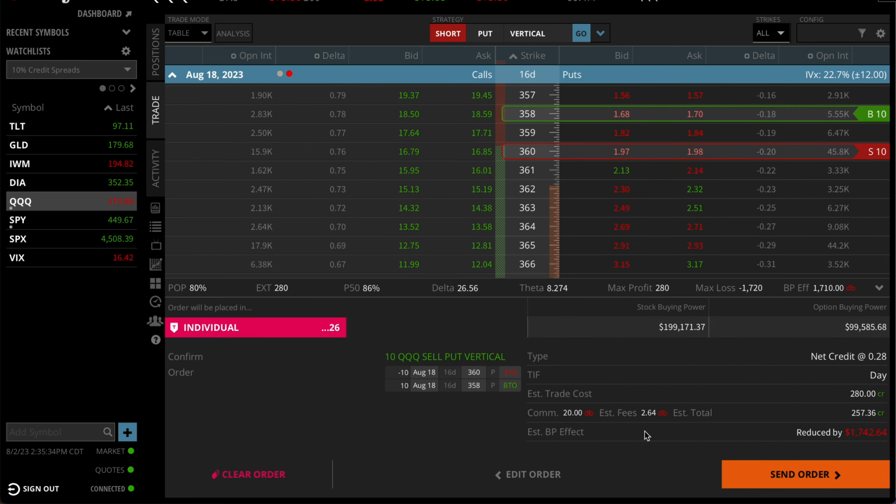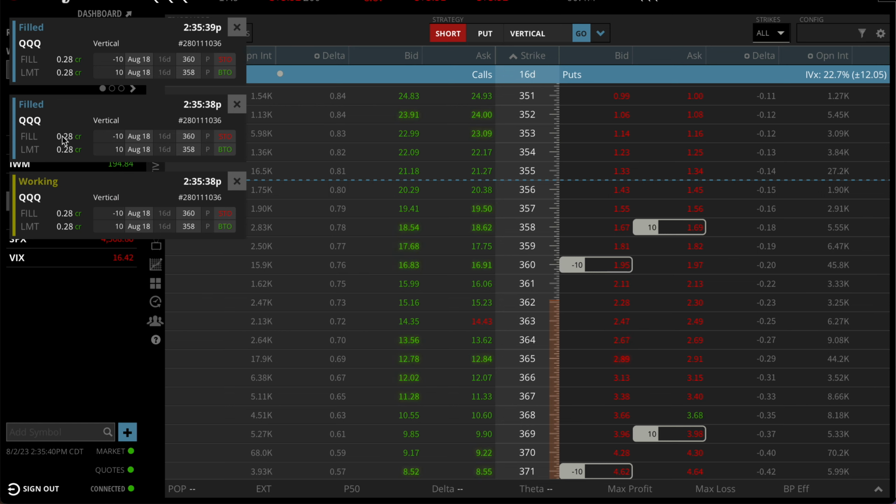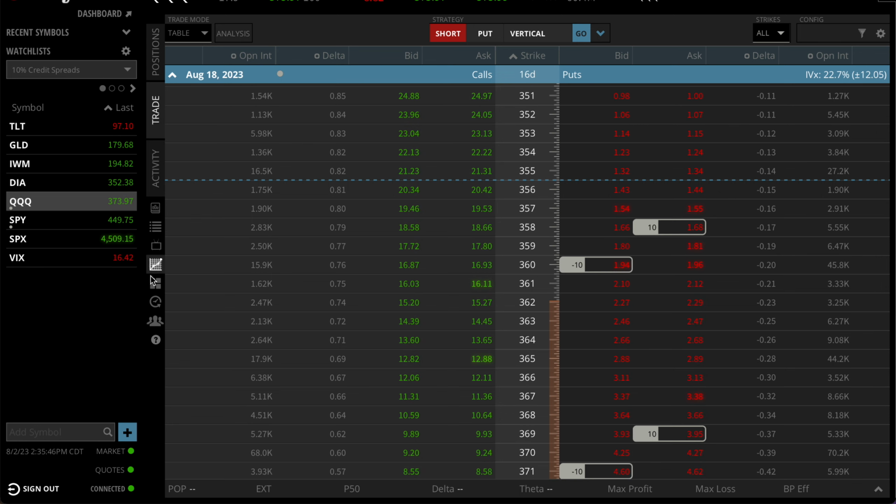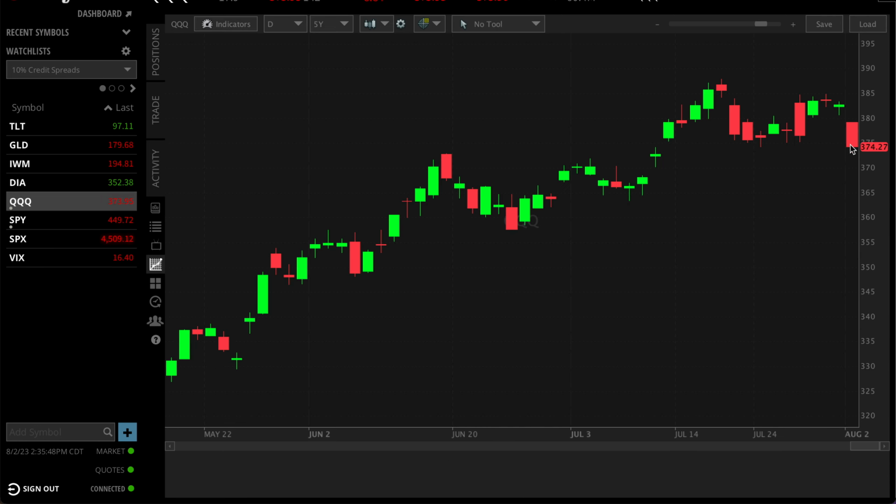Let's review the trade. 28 cents net credit today, 360, 358. Send the order, just like that, got filled. Now I have a credit spread trade on for QQQ with 360 being my level. You can see here 374, I went all the way down to 360, which is near the support. So that means I have until August 18th for QQQ to stay above 360.